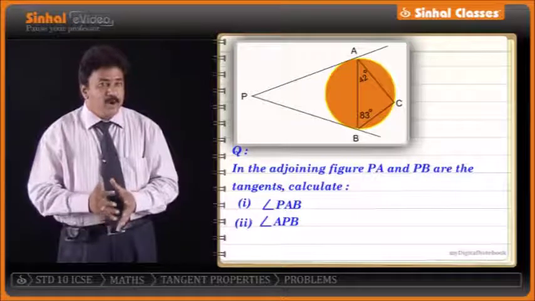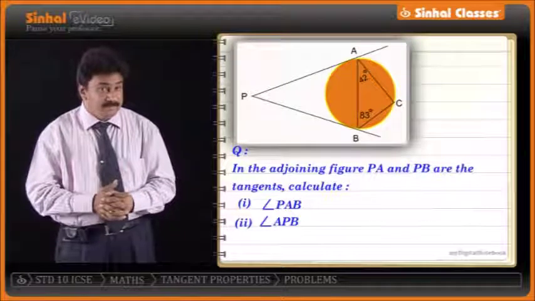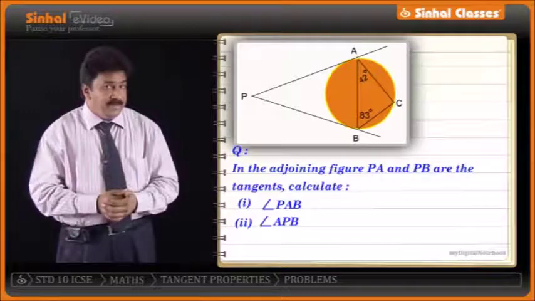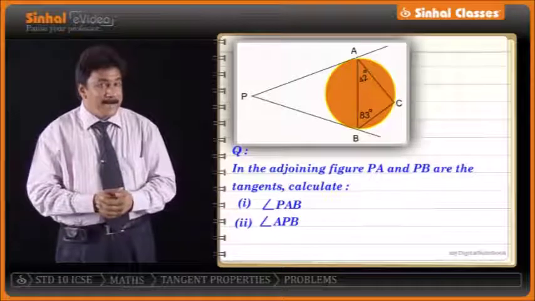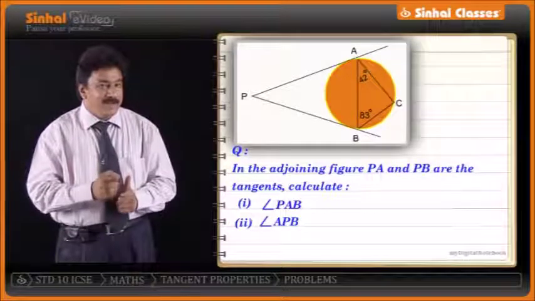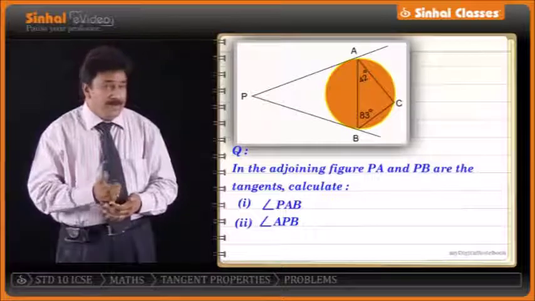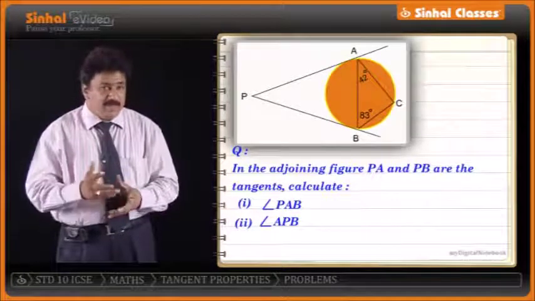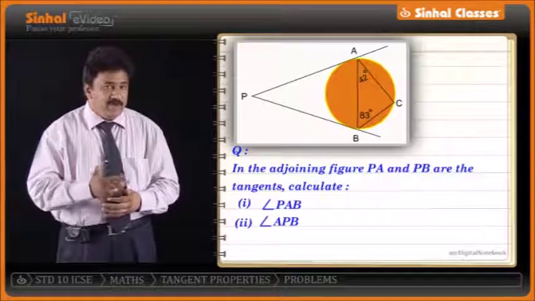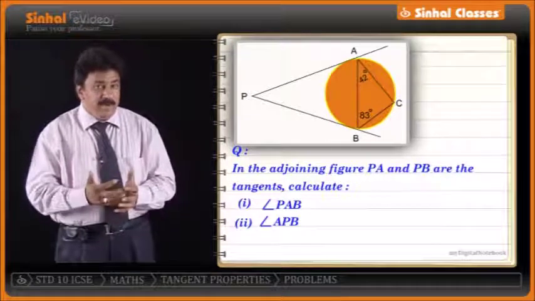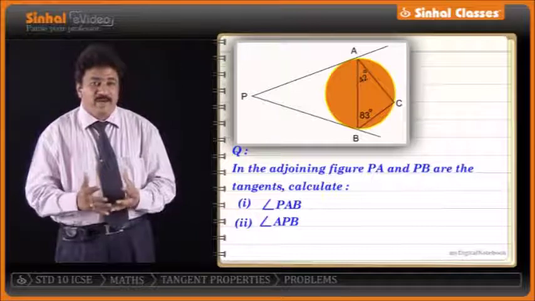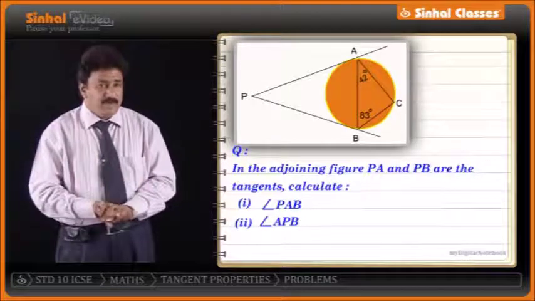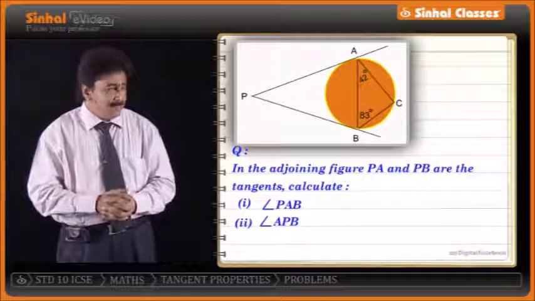Plus you can also use the alternate segment theorem in this sum, because the triangle is there and the tangent is there, and the tangent and the triangle have one point in common, that is point A and point B. So there are various possibilities. We can use tangent properties, we can use the alternate segment property, we can use sum of angles in a triangle is 180. Let's see what is required and what we can do in this sum.